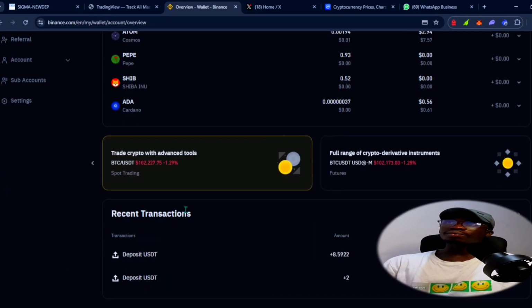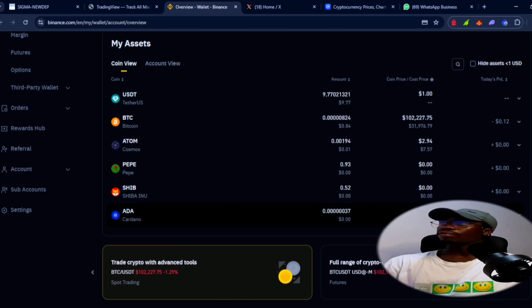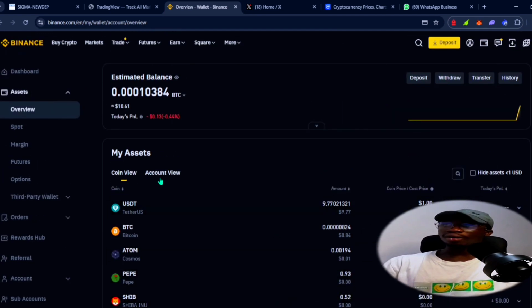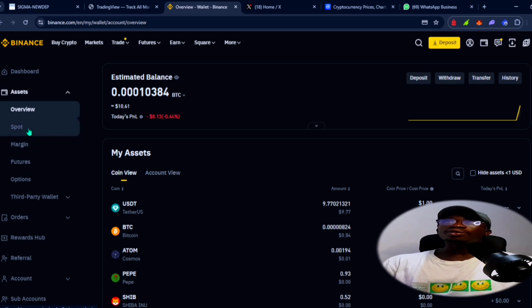My favorite coins, my coin view, the coins I've traded earlier. This particular account will have been dormant for some while. Then you get to see, this is your general wallet. Then you get to see what you have in your spot wallet, your margin wallet, your futures wallet. Now you might be wondering, why are you having different wallets in a wallet?